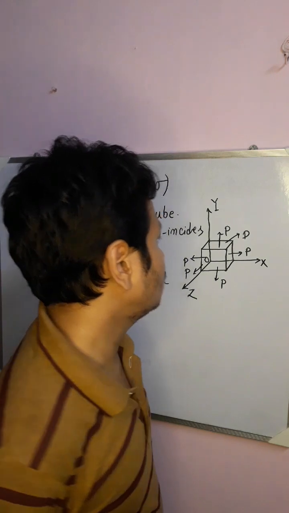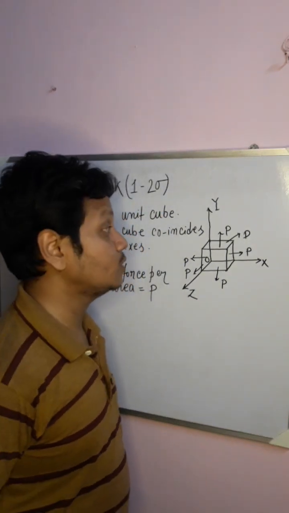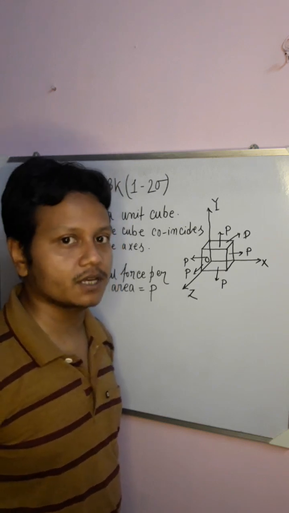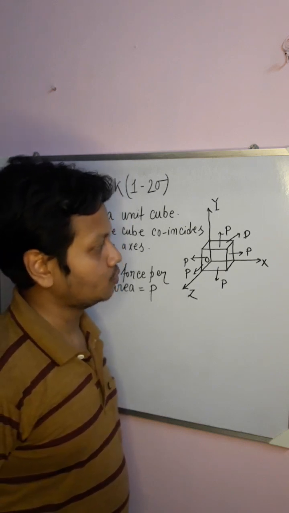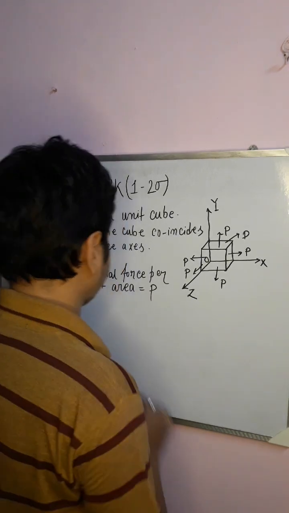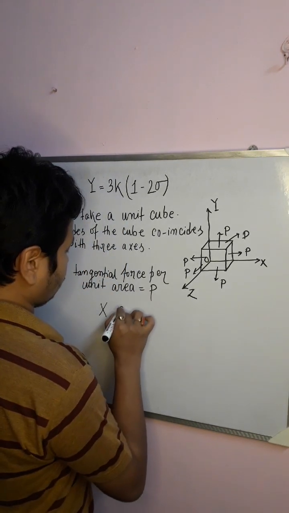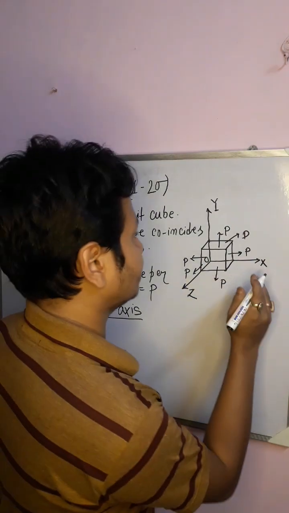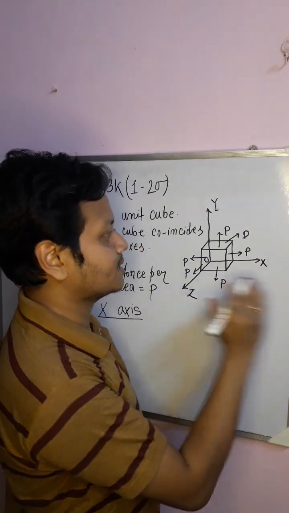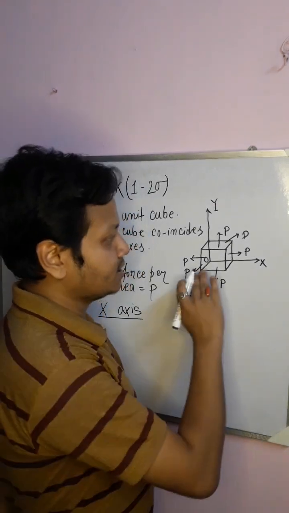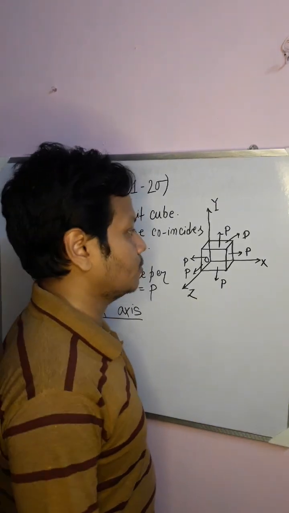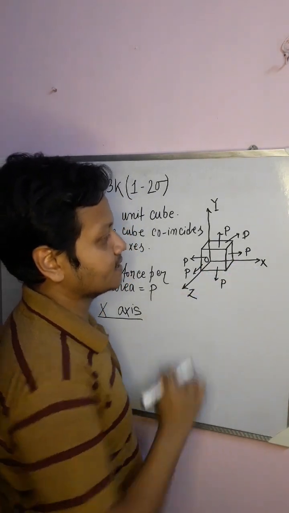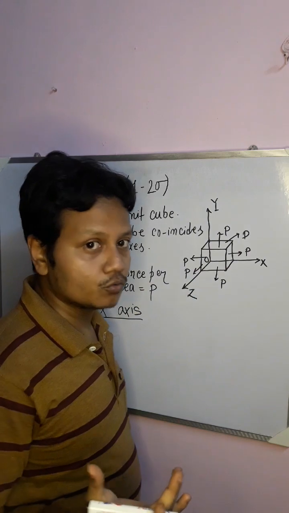Now here we have to find out what will be the effect of this force on the cube, that means on the three sides of the cube. So at first take the x-axis. Now clearly it is seen that along the x-axis this force acts outward. That means there is an elongation along the x-axis.